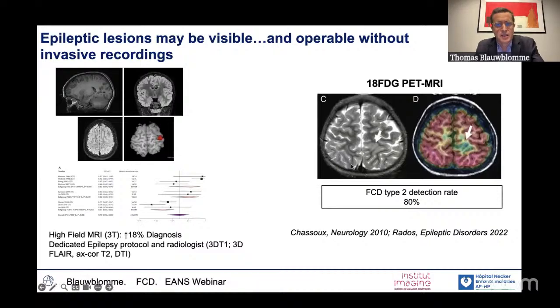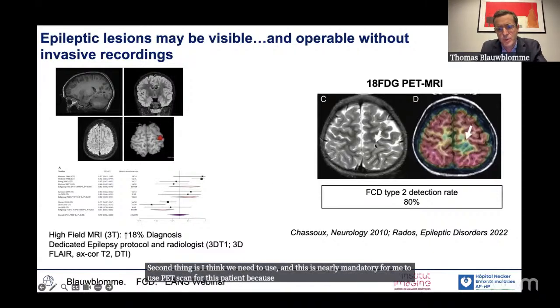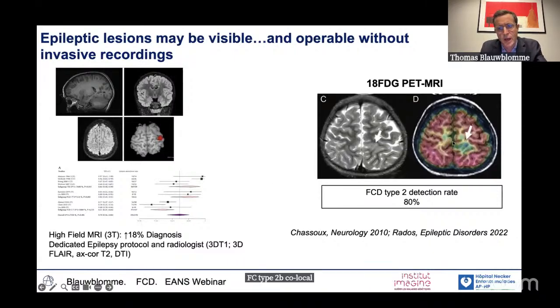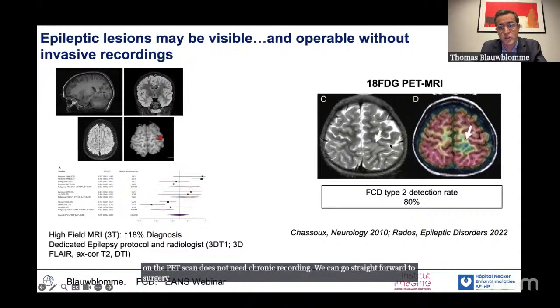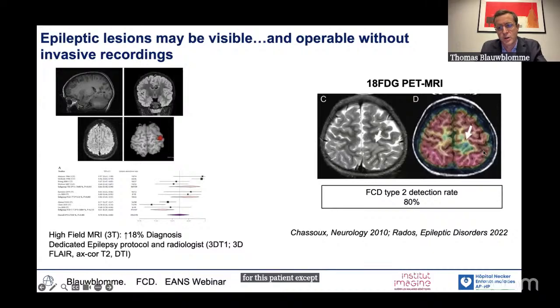Second thing is, and this is nearly mandatory for me, to use PET scan for this patient because FCD type 2B co-localizes with the hypometabolism on the PET scan. And for example, this patient with a clear-cut hypometabolism on the PET scan does not need chronic recording. We can go straight forward to surgery for this patient, except the question of the functional localization of the motor area that we will need to delineate.